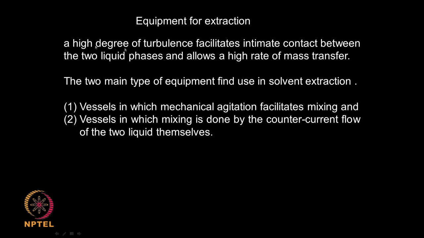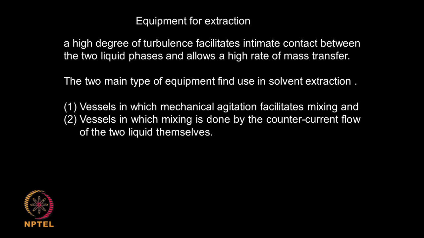So, what are the equipments that are used? Two types of equipment generally used are mechanical agitation, which facilitates mixing, and counter current flow of two liquids. The main goal is to bring the two liquids into intimate contact and allow a high rate of mass transfer. We want to continuously increase the surface area between these two liquids, and we want to enhance the mass transfer coefficient.